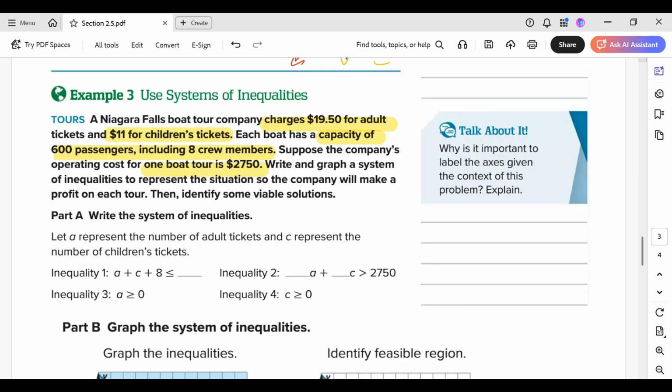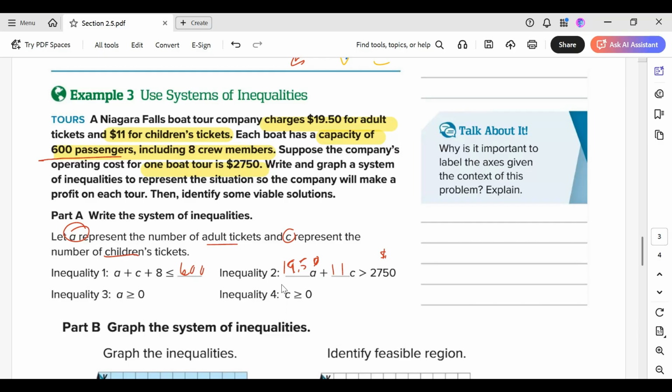Okay, so on this one, we're going to let A represent the adult tickets and C represent the children's tickets. Inequality 1 is adult tickets plus children's tickets plus 8, because there are 8 crew members, has to be less than or equal to 600, because the boat can hold 600 passengers. The next one, inequality 2, is something A plus something C is greater than $2,750. Remember, this is money, so we need to do cost. It's $19.50 for adult tickets and $11 for children's tickets.